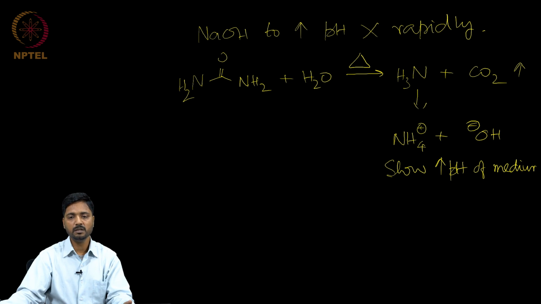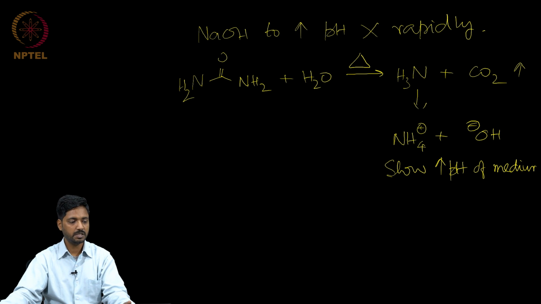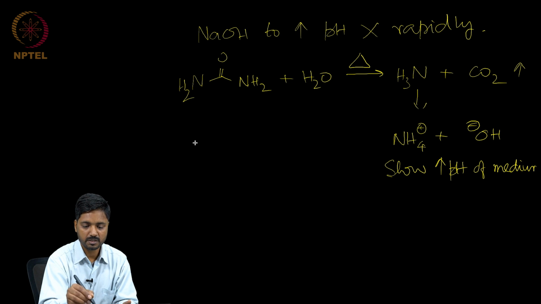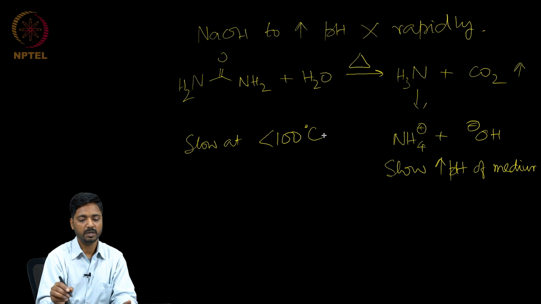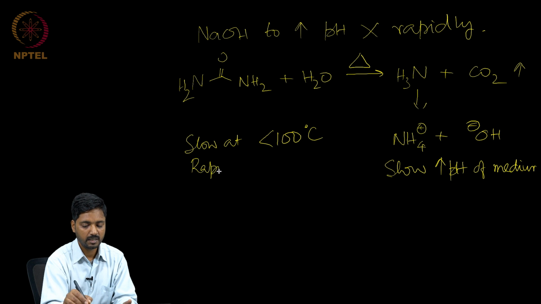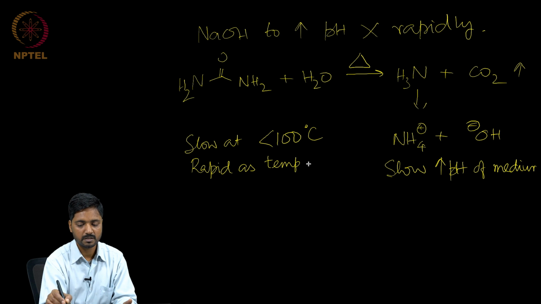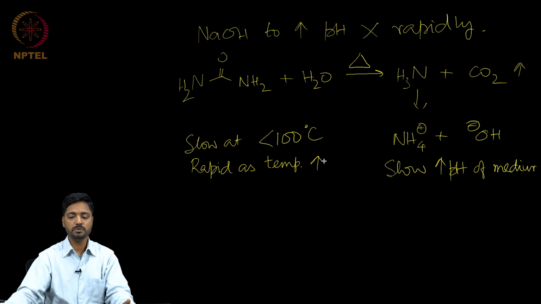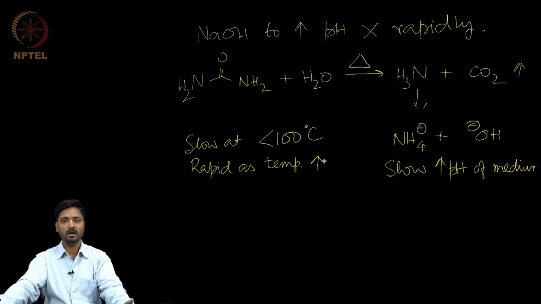So, this reaction occurs quite sluggishly at temperatures less than 100 degrees Celsius, but becomes rapid as temperature increases. So, we can use temperature as our convenient tool to control the rate at which the hydroxyl ions are being generated in the medium.